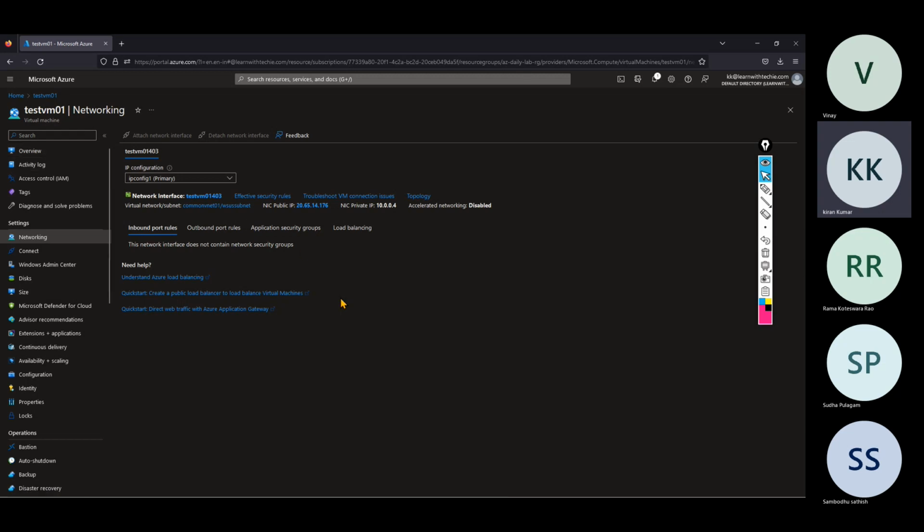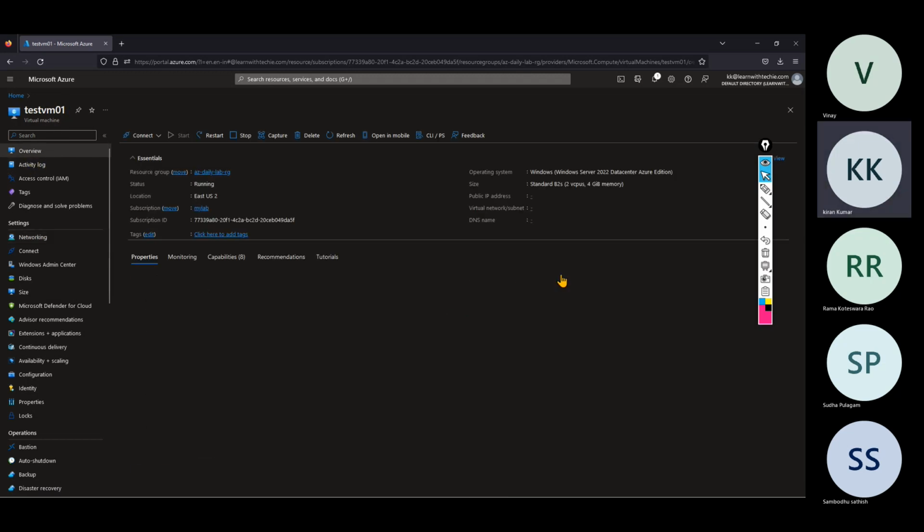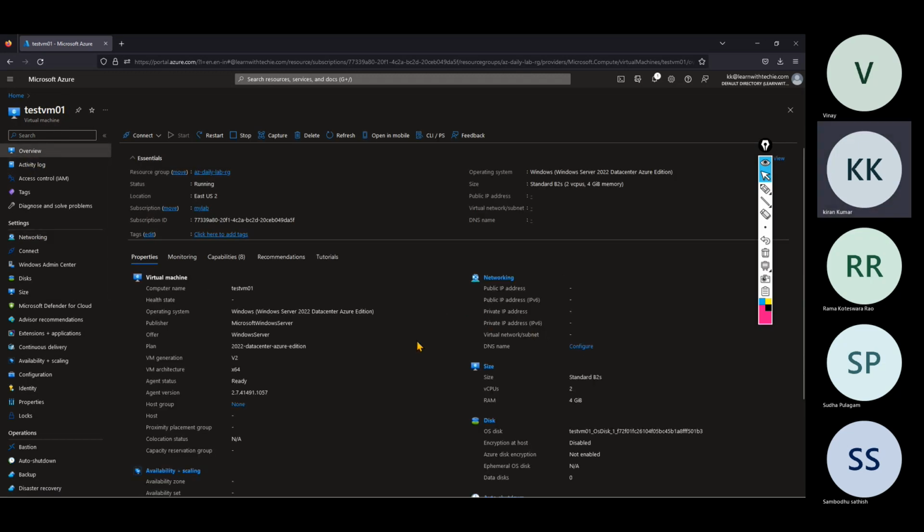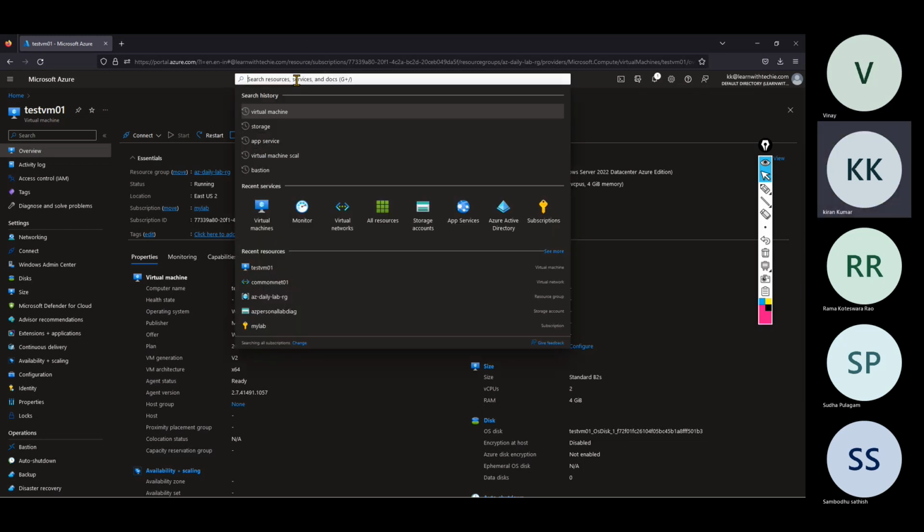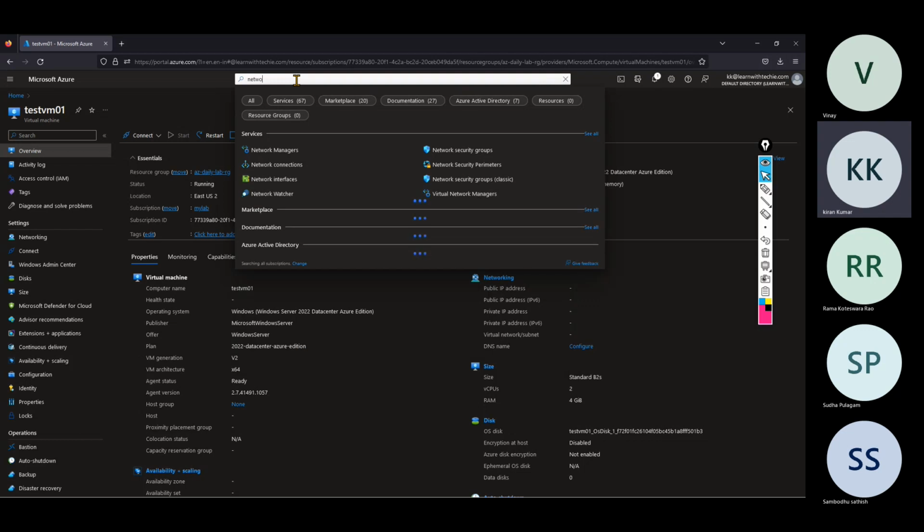Why I am able to access it over the internet is because I assigned the public IP address. If you assign a private IP address, it won't be applicable. Over the internet, we can't take it, because without a public IP address, we can't access that virtual machine over the internet. Okay, got it? What I'm saying? Yes, got it.